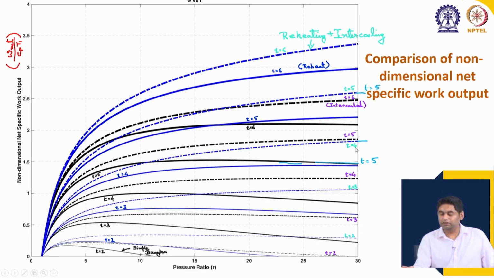because combined reheating and intercooling gives a much higher value. Pure intercooling also increases the efficiency, but not to the same extent. So, pure intercooling, these black dotted lines are for pure intercooling. So, this is for T equal to 5, this is still higher than the corresponding simple Brayton cycle, but not as high as the solid blue line which is for reheating. But combining these two gives us the maximum work output, and as you can see, we can get very large work output.